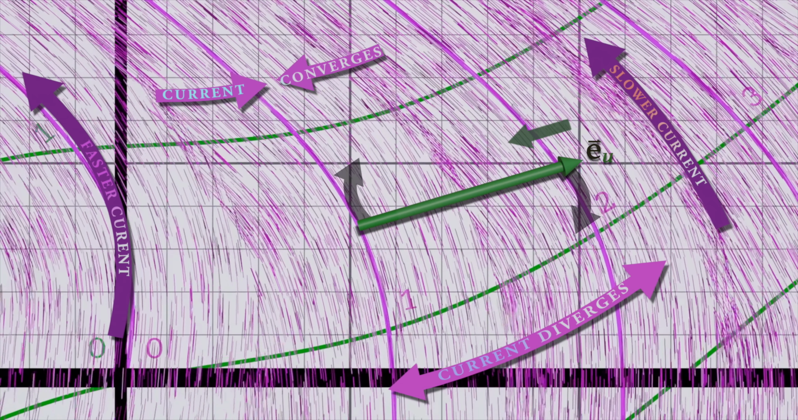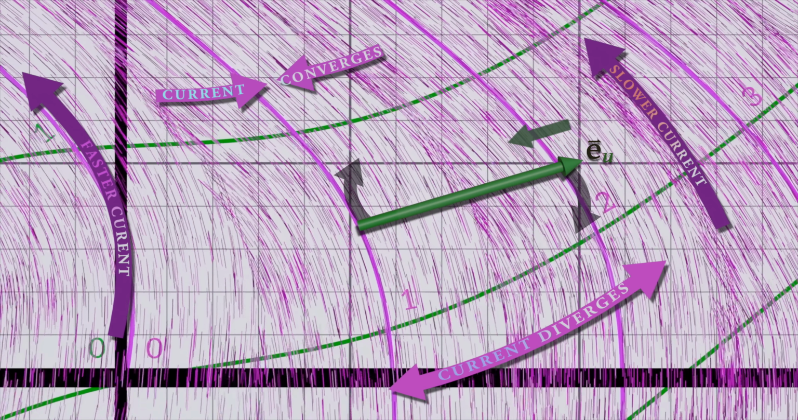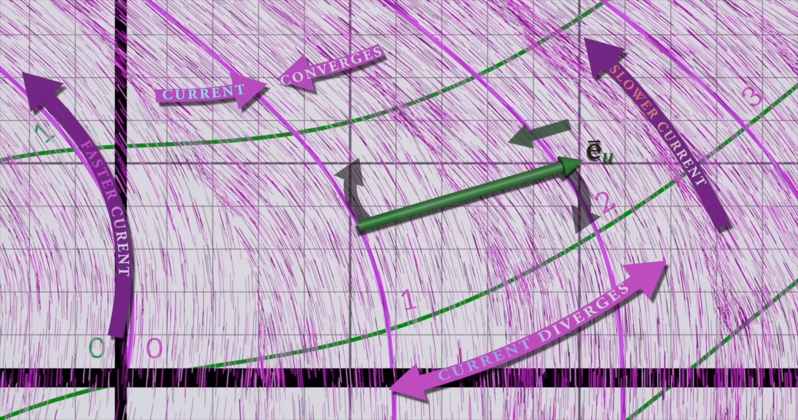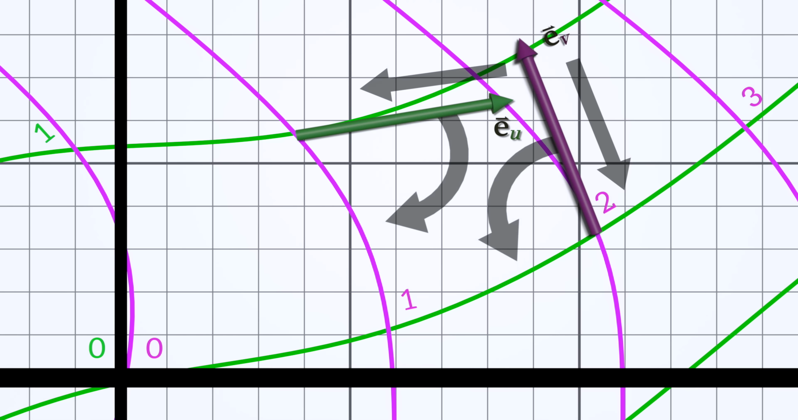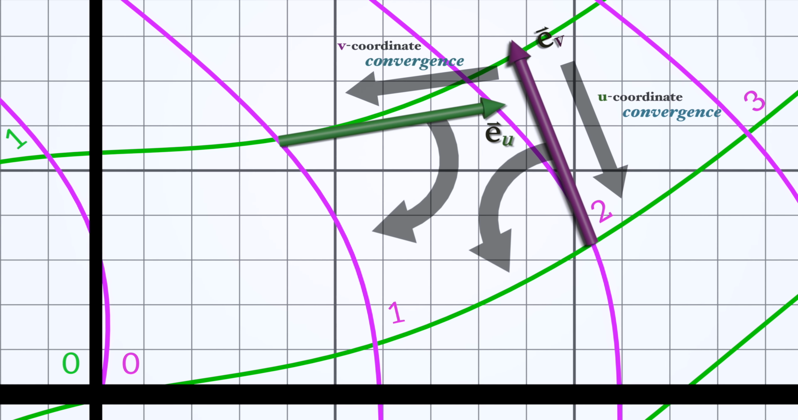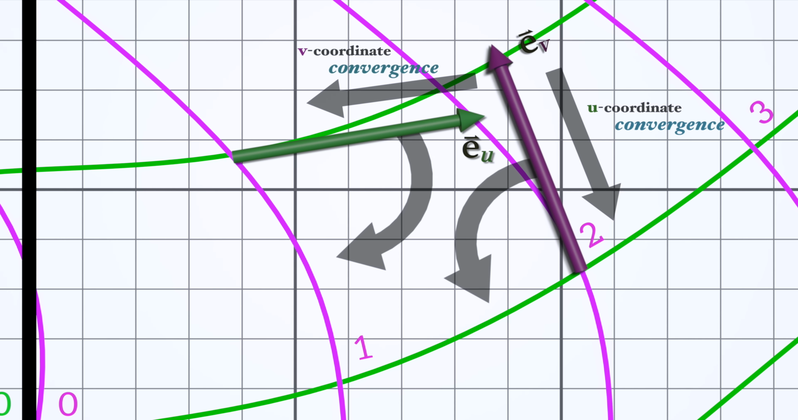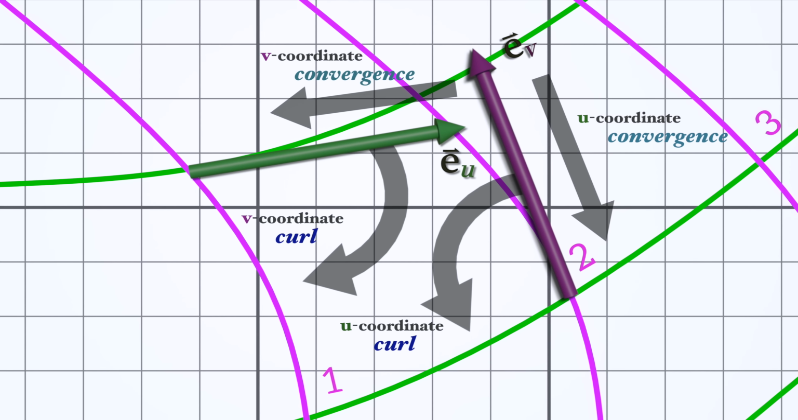A similar analysis with the u basis vector on the v-coordinate river reveals an interesting implication of the Levi-Civita condition, which is that the divergence or convergence of one coordinate flow must, in a sense, always be compensated by a curl in the other coordinate flow.